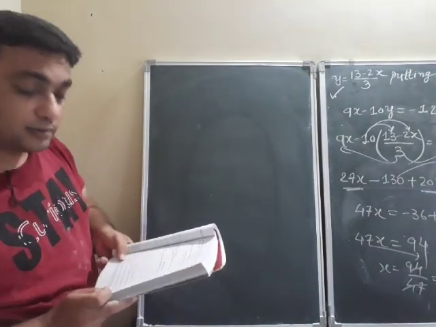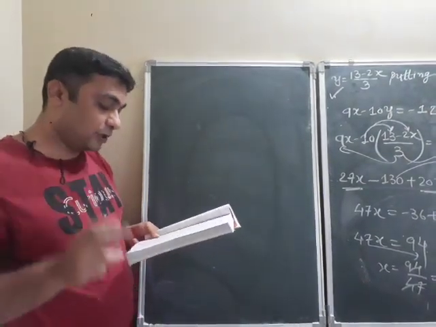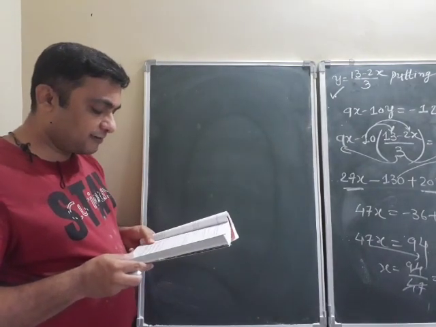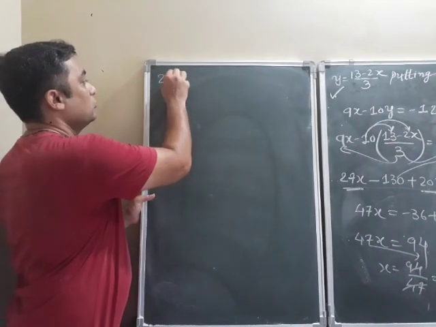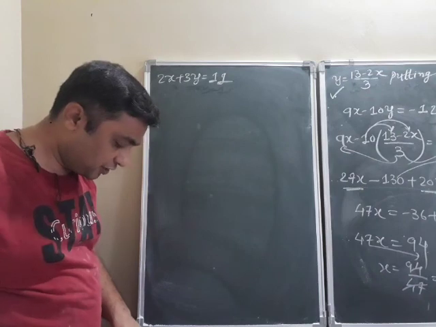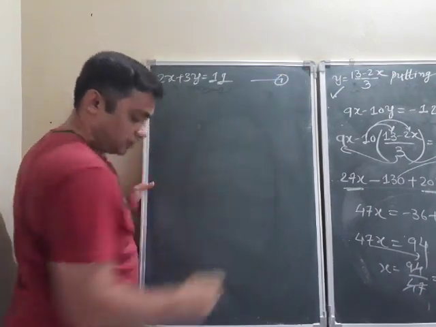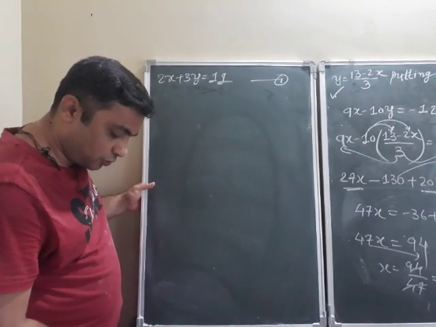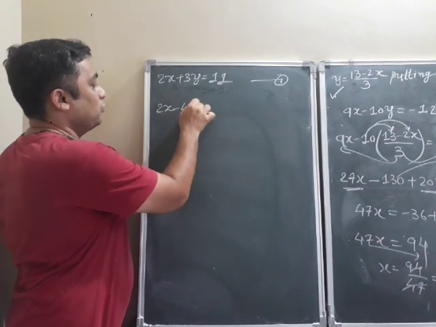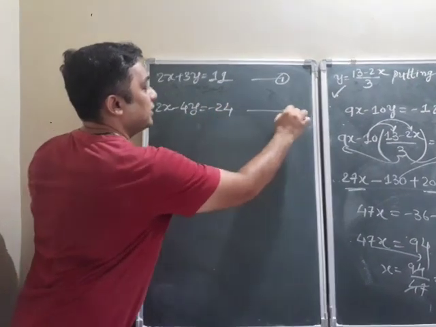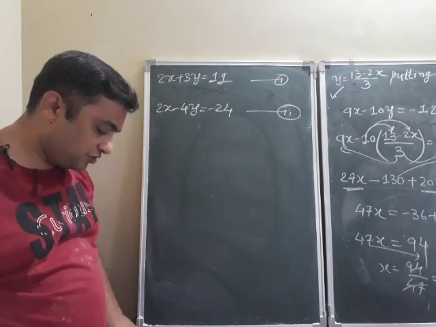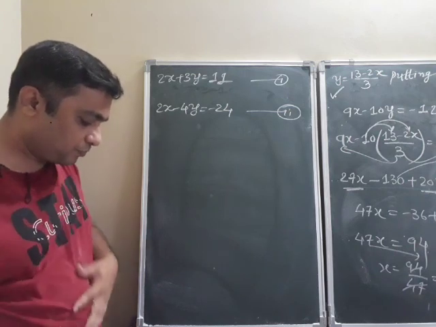So see here, exercise 3.3, page number 53, example 2. Let me read the data, please. You see in your textbook: 2x plus 3y is equal to 11, equation number 1, and 2x minus 4y is equal to minus 24, equation number 2, and hence find the value of m for which y is equal to mx plus 3. चलिए, ready?